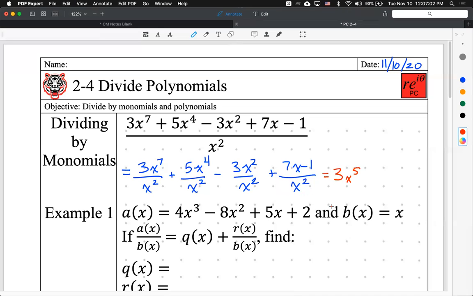That was the first fraction, 3x to the power of 5. What is this next one then?